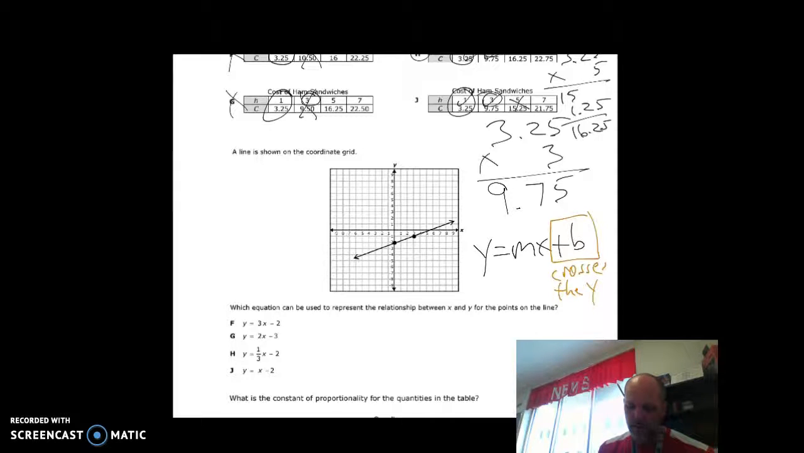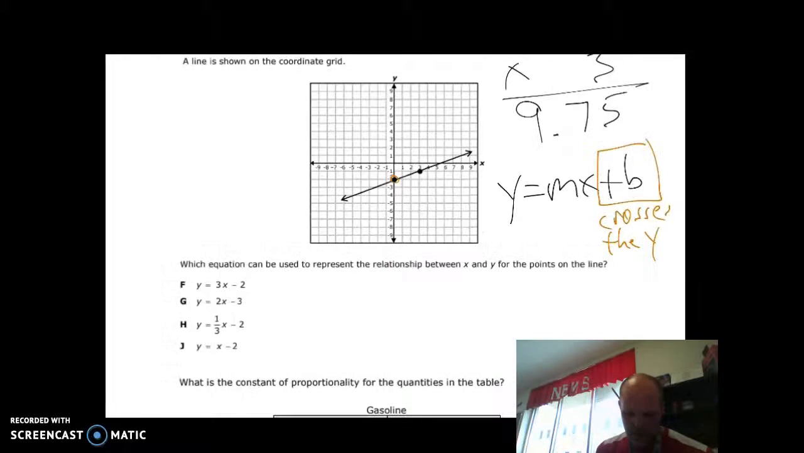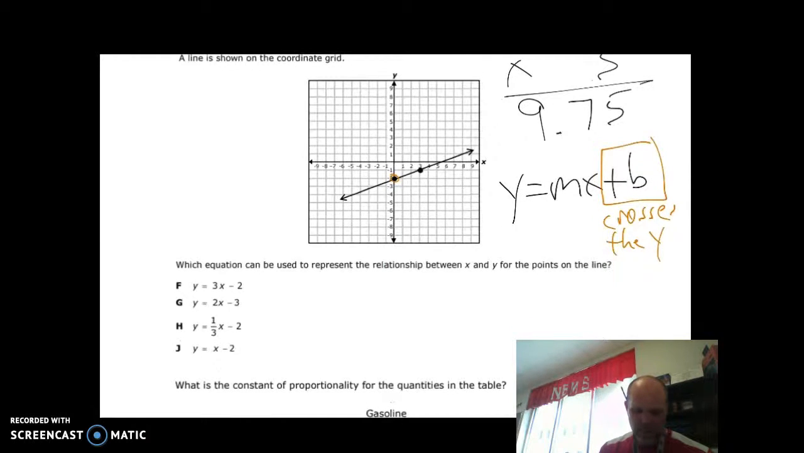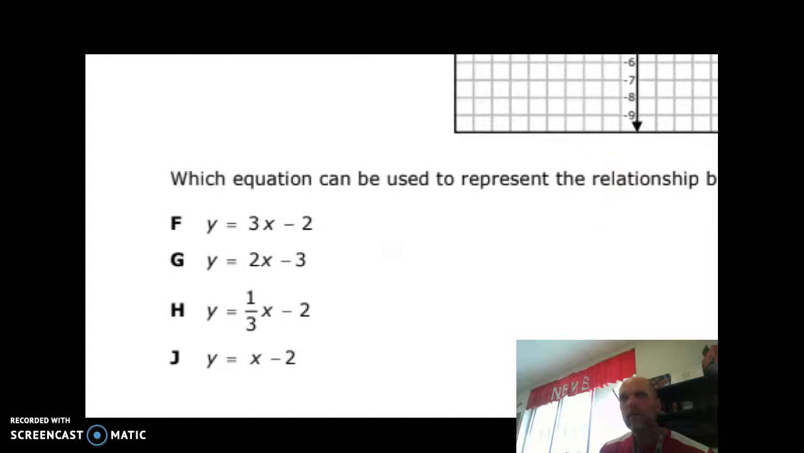So that's the first thing I want to look for. Where does this line cross the y? -2. Right there. So we can eliminate probably some answers. If we're looking at y equals mx plus b, which one does not have -2? G. It has -3, right? That's wrong. It has to be -2. The other ones are correct.